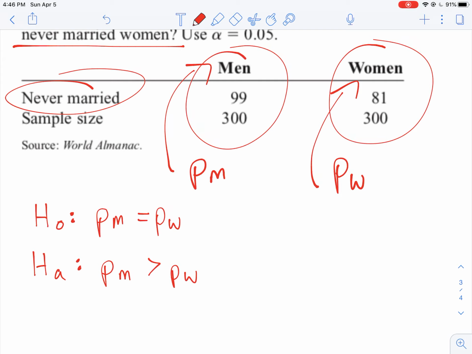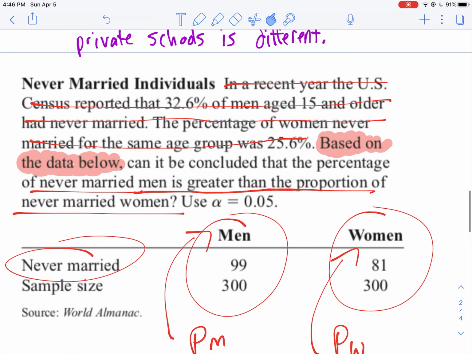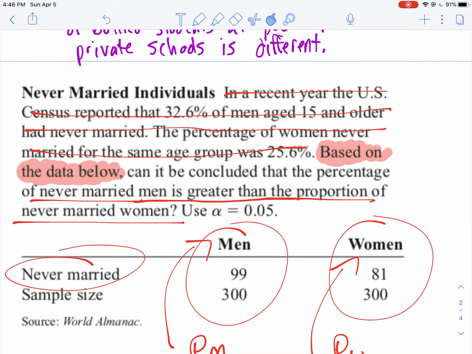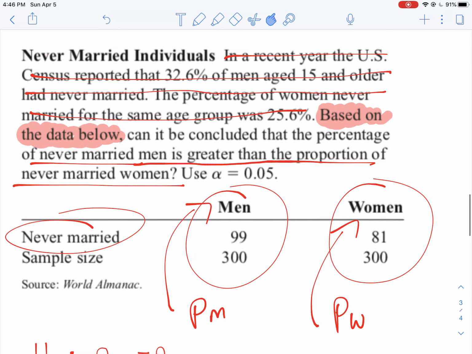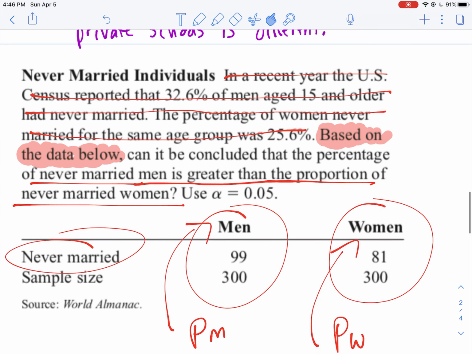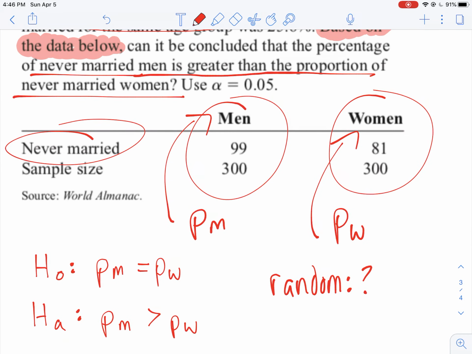All right, so what do we have to do? Conditions, let's check them out. Random. Is it random? Let's check it out. Based on the data below, let's see, they did some data here. A recent year. They don't say whether it's random or not. It's always good to check that, but they don't tell us.